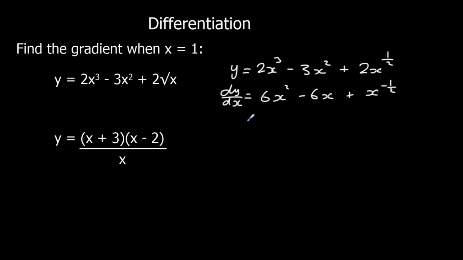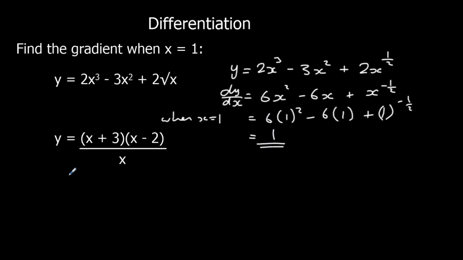So when x is 1, dy dx is 6 times 1 minus 6 times 1 plus 1. So 1 to the power of anything is always going to be 1. So it's 6 times 1, which is 6. Take away 6 times 1, which is 6. So 6 take away 6 is 0. Plus 1 is 1.